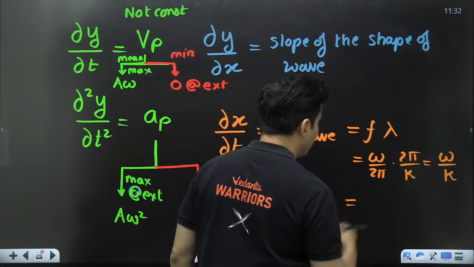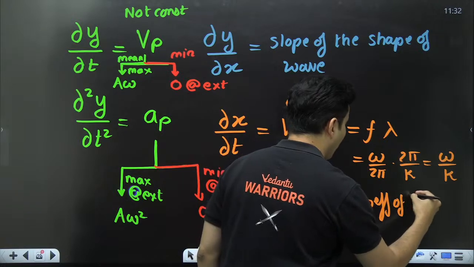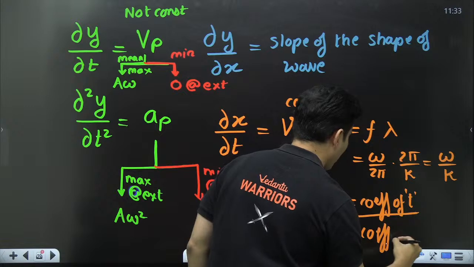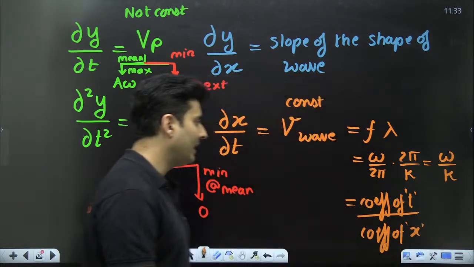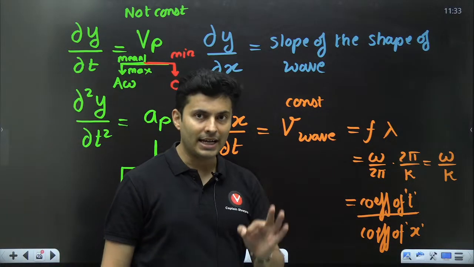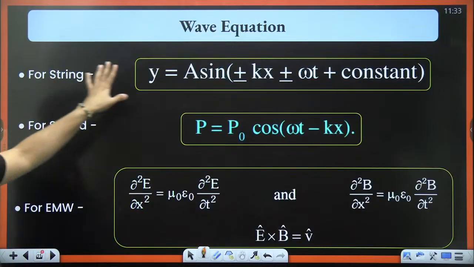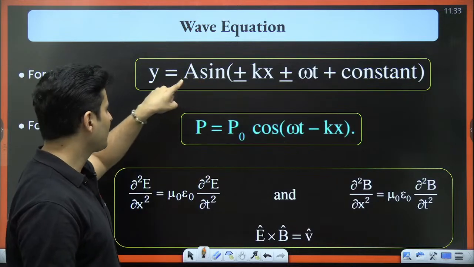Another way of writing it is the coefficient of time upon the coefficient of x. This is another way of writing it, coefficient of time upon coefficient of x. I'll come to that in a bit. What do I mean? Any wave equation will look like this, especially a sine or a cos equation.